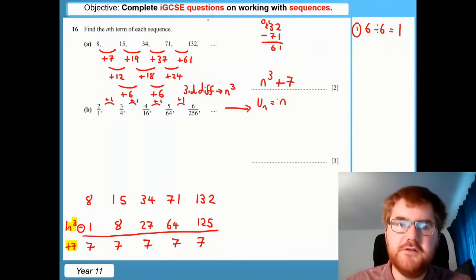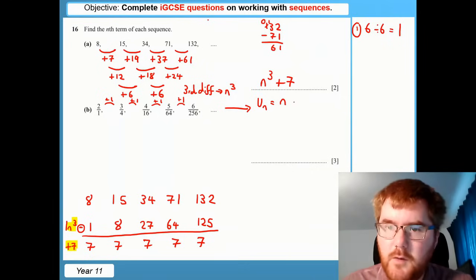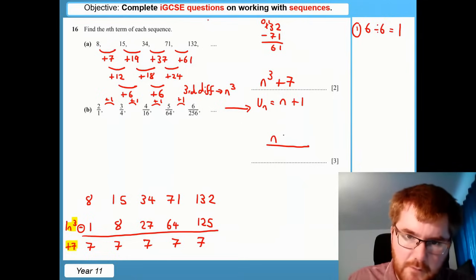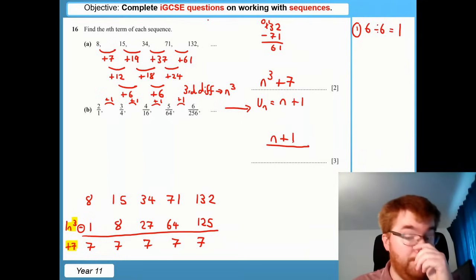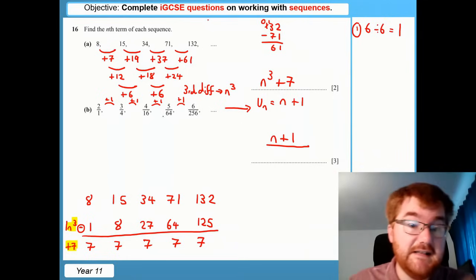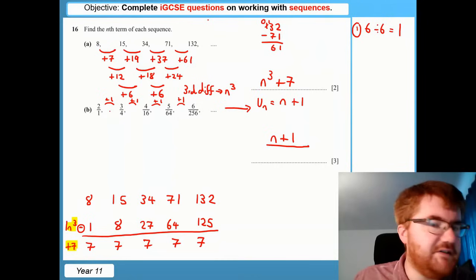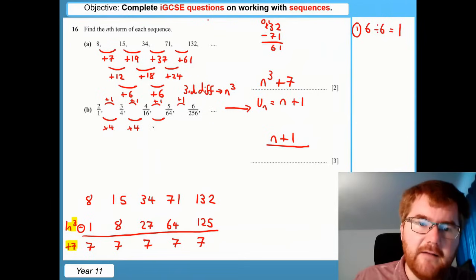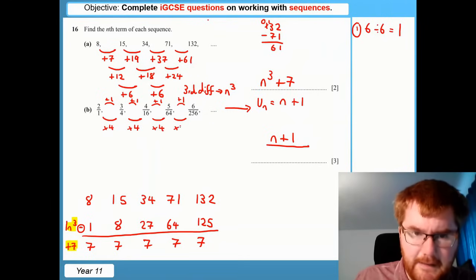And then what do we do to 1 to get to 2? Well, we add on 1. So the nth term of the numerator is straightforward here. It's just n plus 1. What's a bit trickier is the bottom part here, because this is the first time we've seen what's called a geometric sequence. Notice we're timesing by 4 each time.